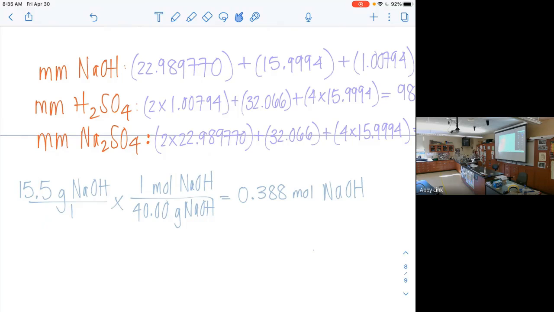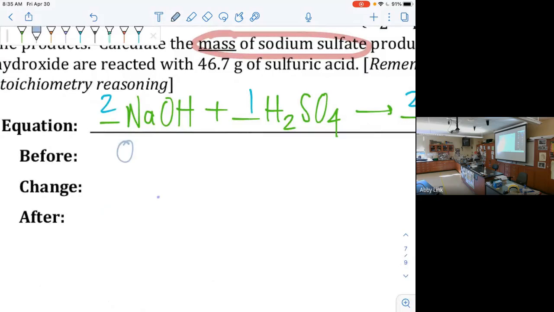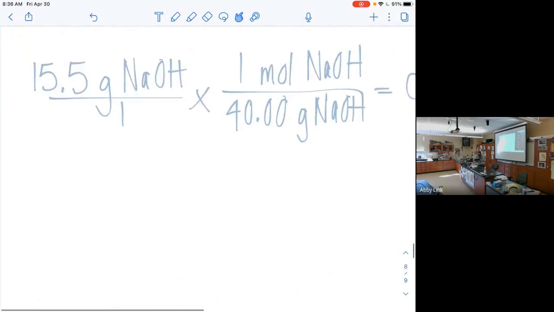All right, simple gram to mole calculation. This is going to go in my B part under the NaOH. 0.388. All right, now let's take our 46.7 grams of sulfuric acid.